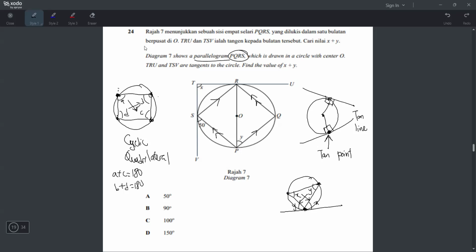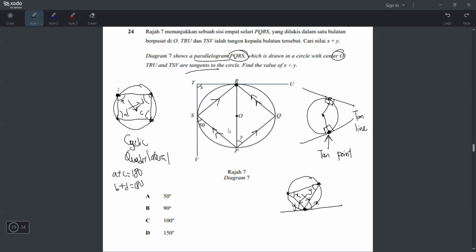So let's read again from the beginning. Diagram 7 shows a parallelogram, so I already labeled both sides parallel. The opposite sides are parallel, which is drawn in a circle with center O. TRU and TSV are tangents. TRU is this line, a tangent, and you can already see the tangent point is point R. And TSV is also a tangent. Find the value of x plus y. I don't think you can find x plus y directly. I think you have to find x and y separately first, and then add them together. So x is here and y is here.